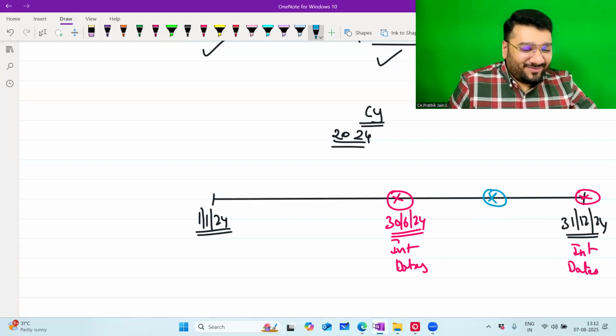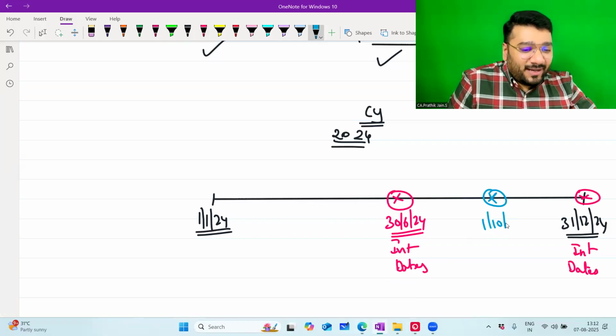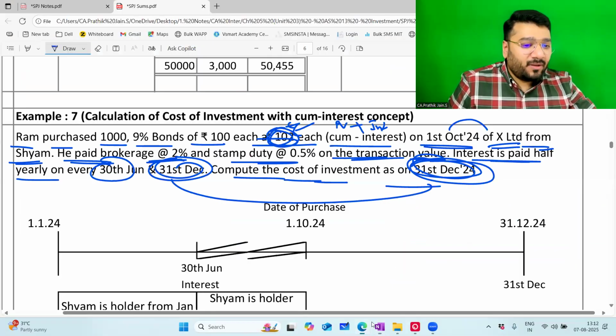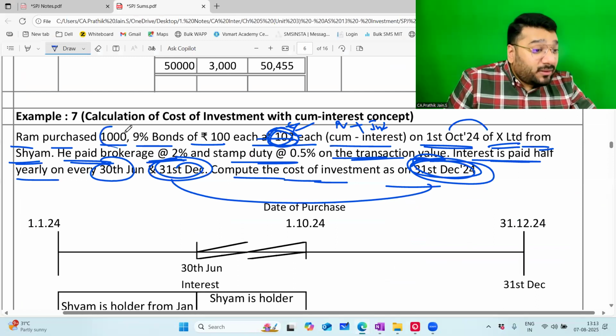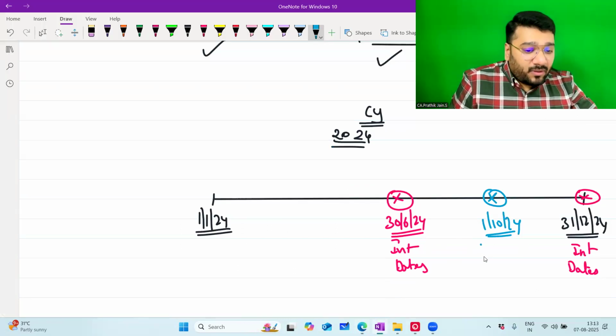Now, 1 October 24, 1/10/24. What is happening? Ram is purchasing 1000, 9% bond at 102, cum interest. So 1000 at the rate of 102, cum interest.